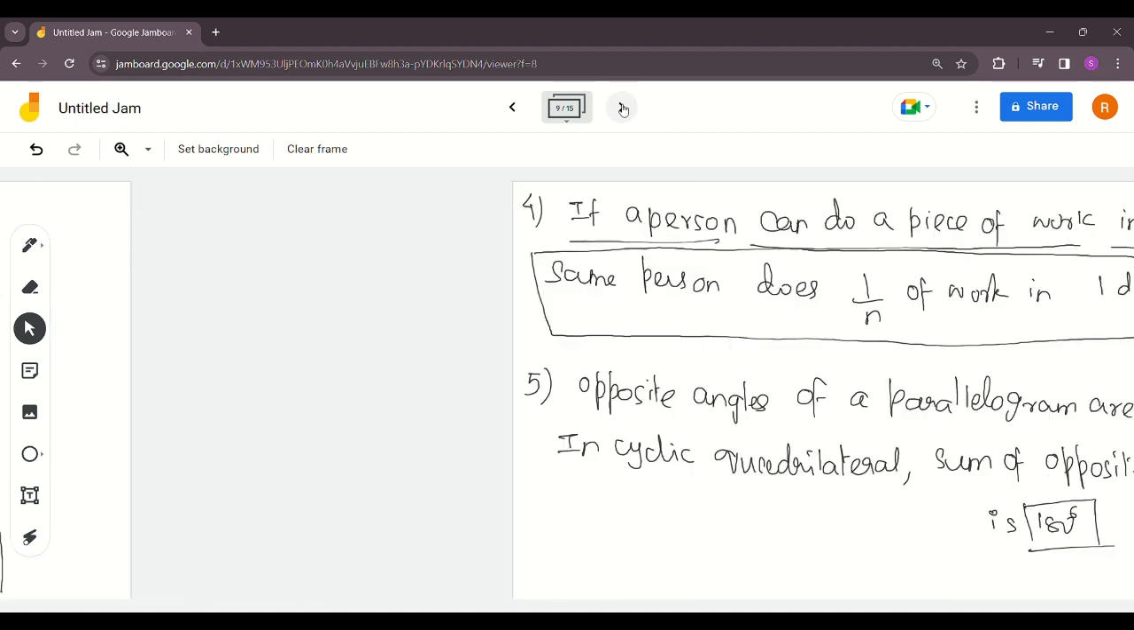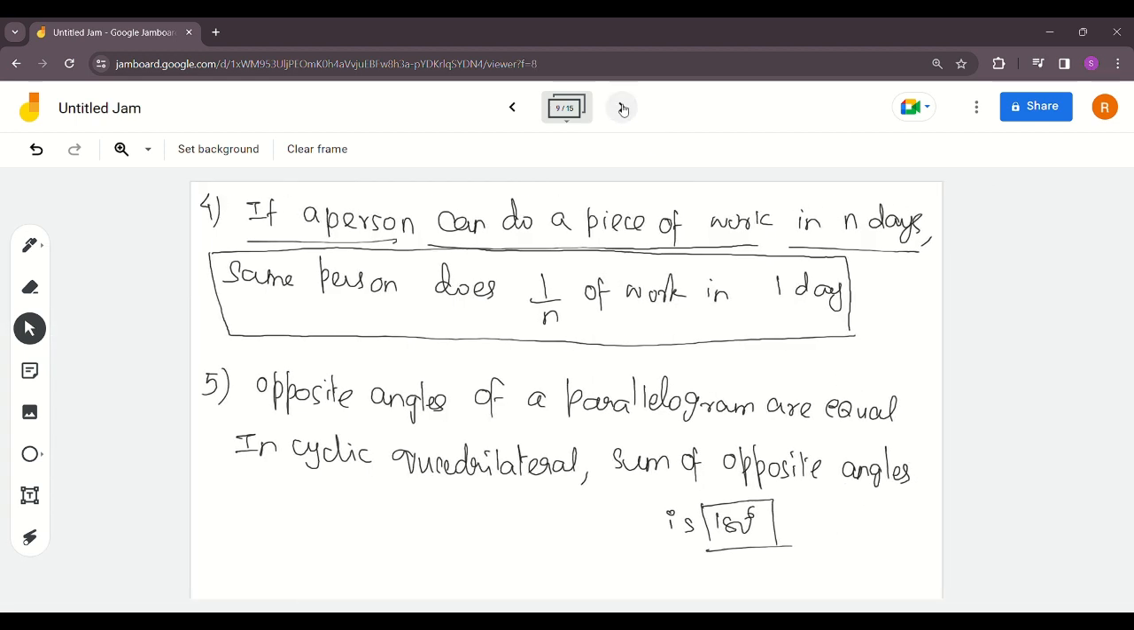Next is this fourth one, which is not that important, but I've given it to you. If a person can do a piece of work in n days, the same person does 1 by n amount of work in 1 day. Now, opposite angles of a parallelogram are equal. All these things are well known to you. And in a cyclic quadrilateral, the sum of the opposite angles is 180 degrees.